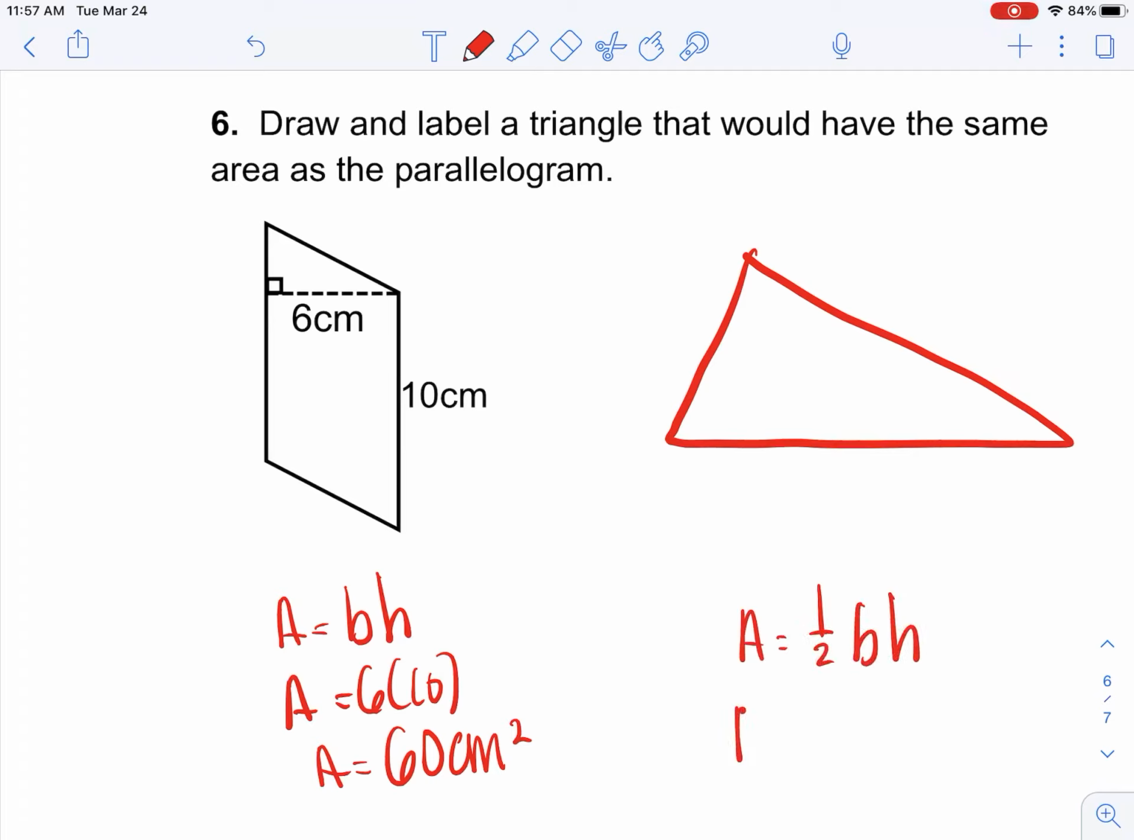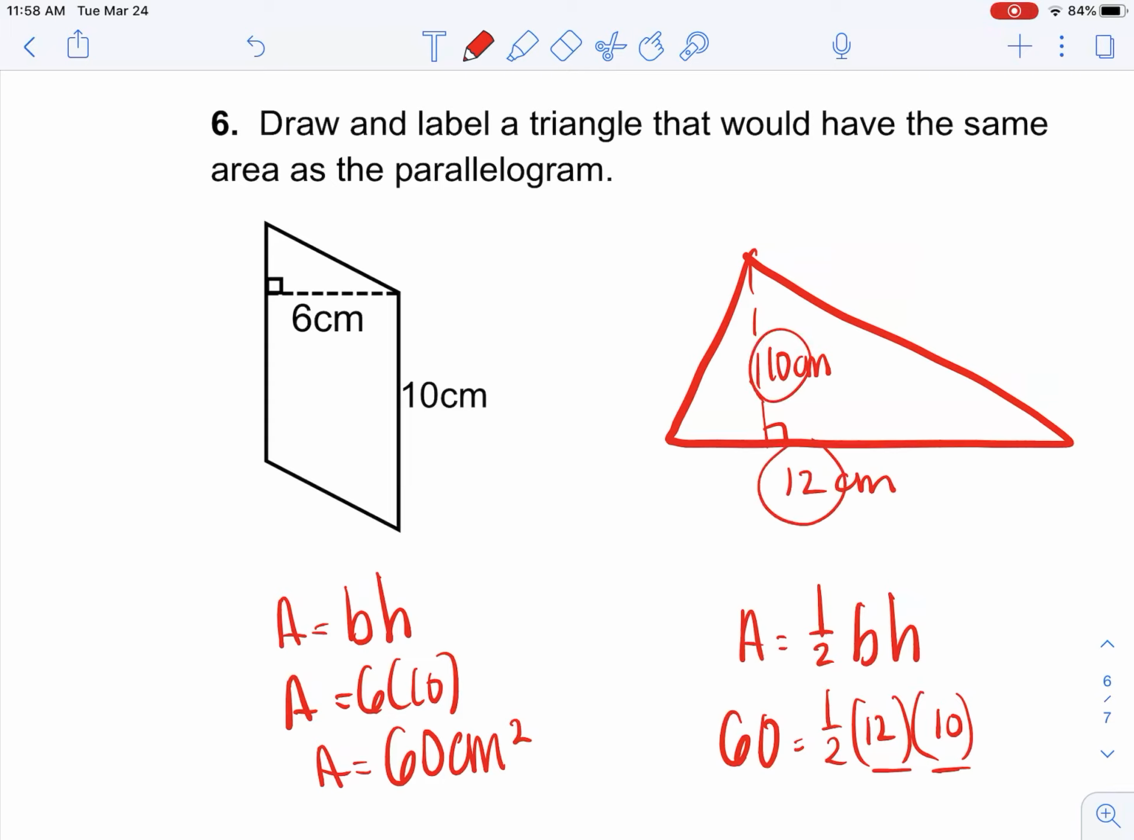Remember, the formula for area of a triangle is 1/2 base times height. So I need to figure out two numbers that when I multiply them and then divide it by 2, I get 60, right? So I have to realize that these two numbers have to multiply to be 120 because half of 120 is 60. So any two numbers, 12 and 10. So I'm going to say my base is 12 centimeters, and then I'm drawing my height, 10 centimeters. So as long as these two numbers multiply to give you 120, your answer works.